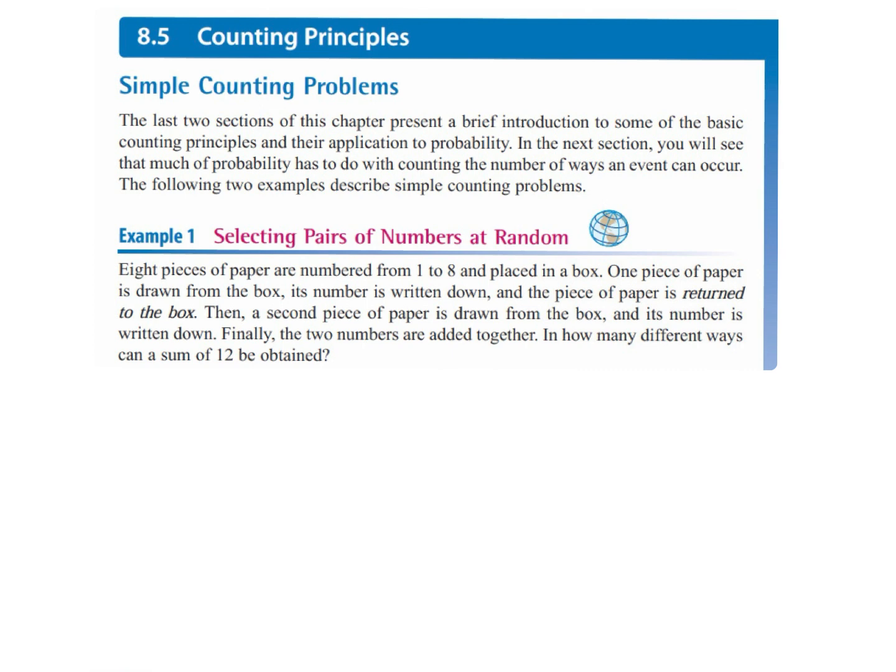All right, there is a ton of information here. The first thing I'm going to tell you guys to do is write down as much as you can. So you have, how many pieces of paper? 8, and they're numbered from 1 to what? 1 to 8. So you have 1, 2, 3, 4, 5, 6, 7, and 8.